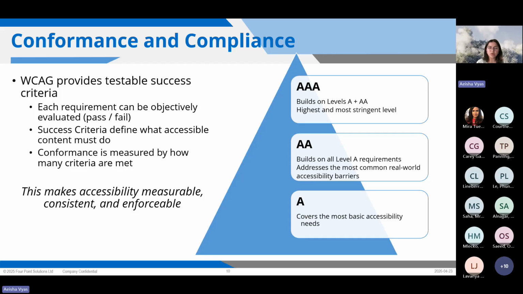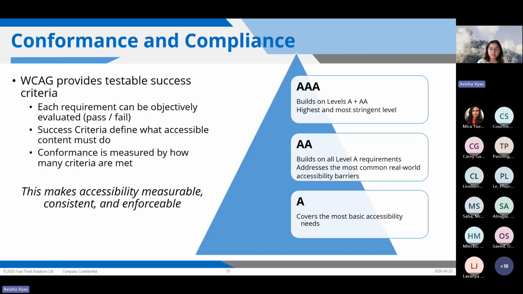Now let's talk about how accessibility is actually measured, because this is where a lot of confusion comes in. WCAG gives us something really important: clear, testable success criteria. This isn't subjective. Each requirement can be evaluated. It either passes or it fails. And that's what makes accessibility measurable, consistent, and enforceable.